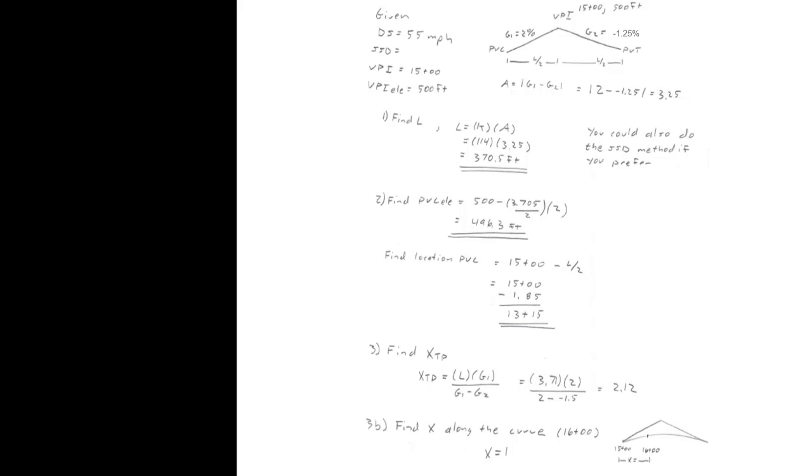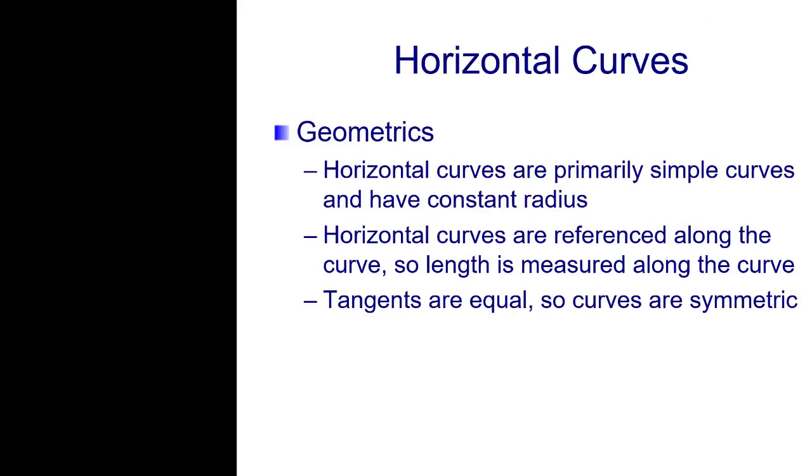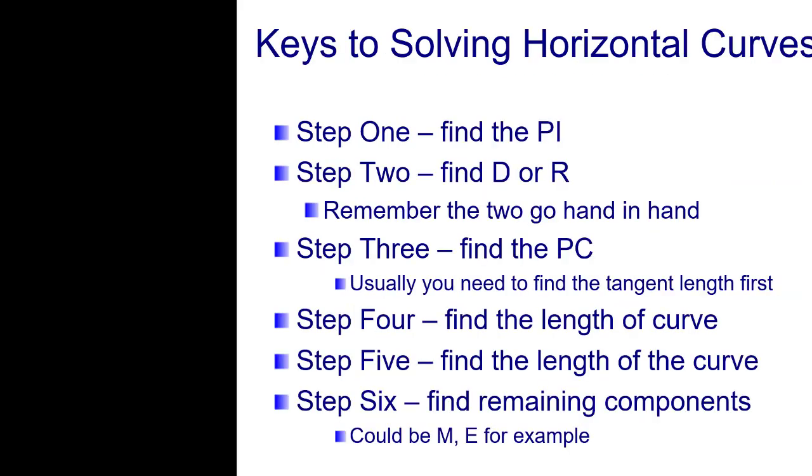As you can see there, we're looking at station 16 plus 0, 0, and X is equal to 1. Horizontal curves, geometrics. Horizontal curves are primary, simple curves and have a constant radius. Horizontal curves are referenced along the curve, so the length is measured along the curve. Tangents are equal, so curves are symmetric.